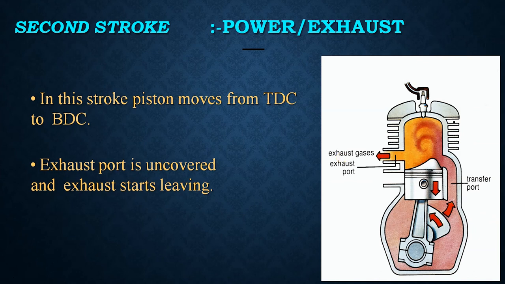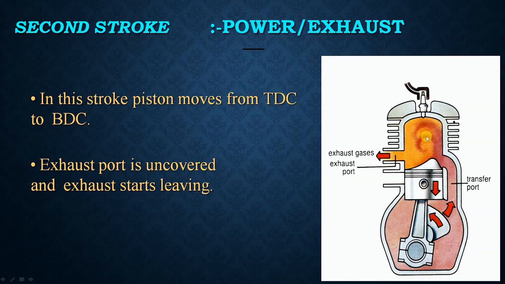The next stroke is the power stroke and exhaust stroke. In the next step, the two-stroke engine will undergo combustion and exhaustion simultaneously. That means soon after the compression, at the end of the first stroke, the spark will be produced so that the fuel will be ignited, due to which the piston is forced to move downwards. So you can see here the shape of the piston. When the piston is forced downwards, at first the exhaust gas will be forced out, and on the right side through the transfer port, the fresh fuel will be entering into the combustion chamber.